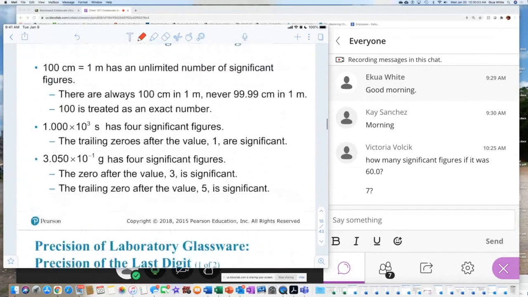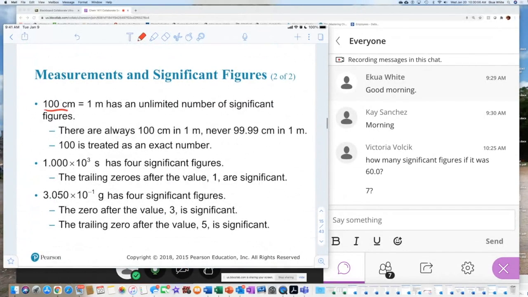Then they're telling you with this one here, when you have an exact number, right? Remember the exact number, this will always be that number. 100 centimeters will always make 1 meter. This number is exact. Because it's exact, it has unlimited number of significant figures. We don't really have to round this up or down. We're told there are always 100 centimeters in 1 meter, never 99 centimeters in 1 meter. So 100 is treated as an exact number. We don't do significant figure rules on these exact numbers.